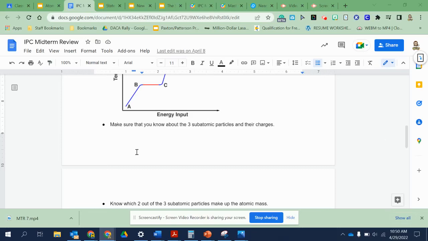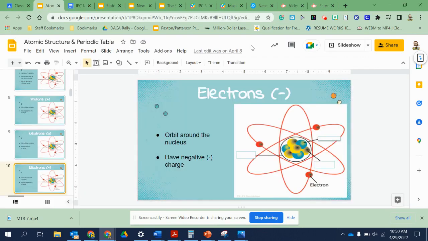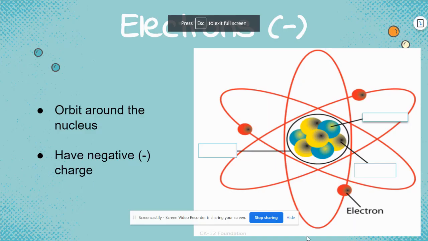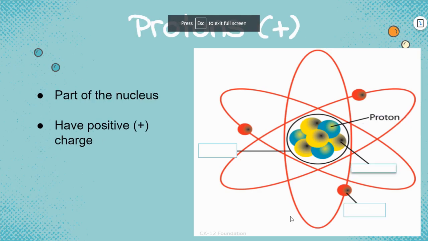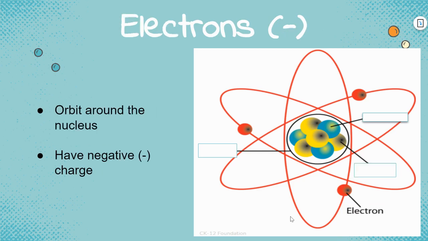Right. So now the next bullet point, make sure you know about the three subatomic particles and their charges. Remember for this one, we talked about the nucleus. Let's go to this one first. Remember, protons are positive, neutrons are neutral, they have no charge, and electrons have a negative charge. So remember, protons positive, neutrons neutral, electrons negative.